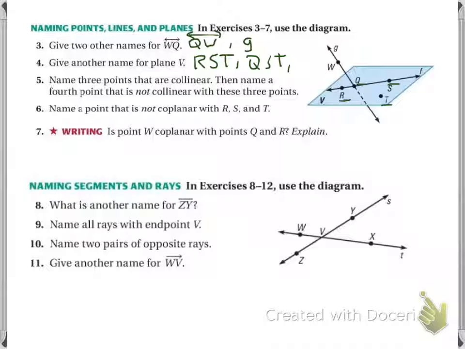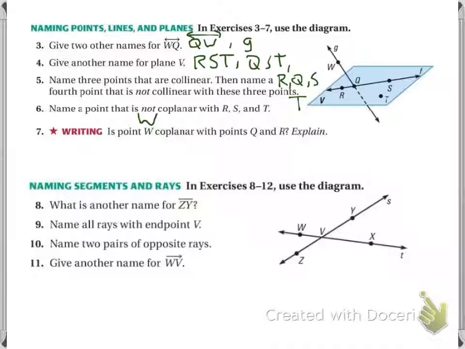Now, name 3 points that are collinear. Then name a fourth point that is not collinear to those points. Well, like we just said for the plane, the 3 points that are collinear are Q, S, and the one that is not is T. Okay, number 6 here, name a point that is not coplanar with RST, which is not on the same plane, not on the same line, but this time it's not on the same plane. Well, other options would be, well, G isn't a point. W looks like our best choice.